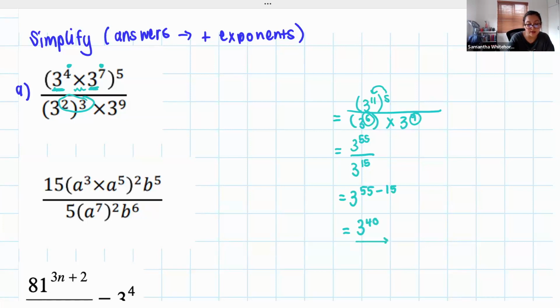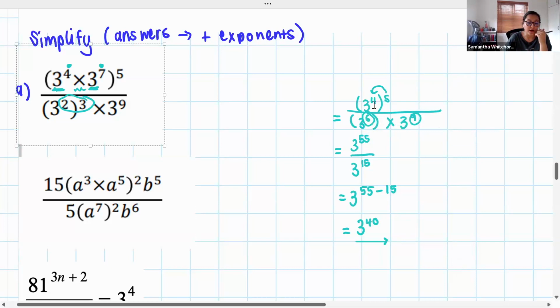Now, grade 9s, in this case, I would not go work that out as a number because it's going to be a massive number. And to write that down is just a mission. So what I would do here is I would just leave it as it is.